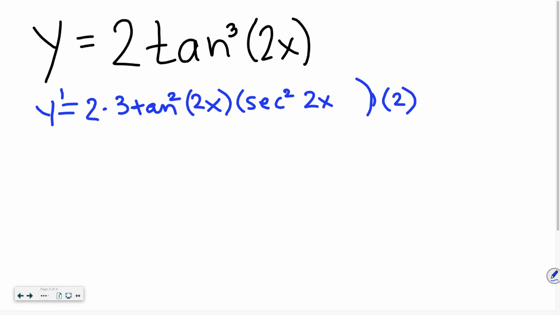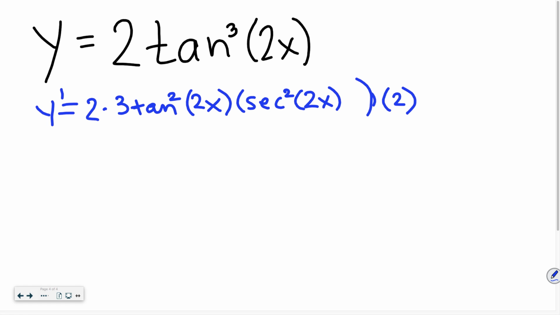Okay, who said no? Okay, so tangent of 2x was our next function that we needed to take the derivative of once we took care of the 3. So the derivative of tangent is secant squared, but since 2x was inside, 2x has to stay inside of the derivative.